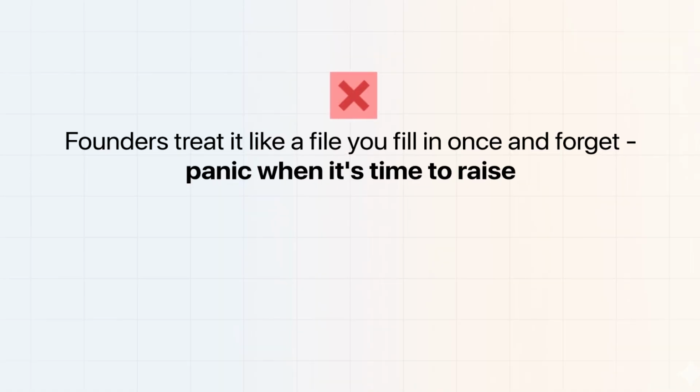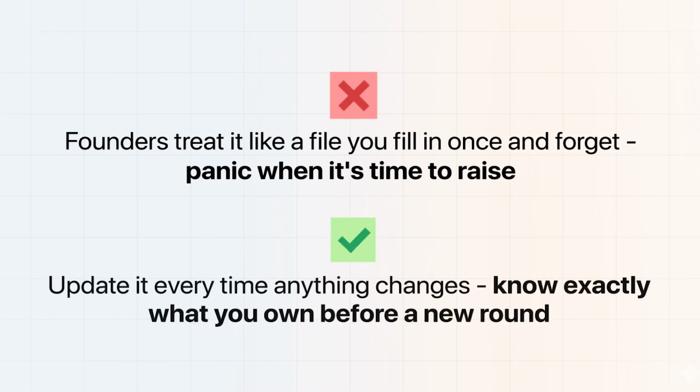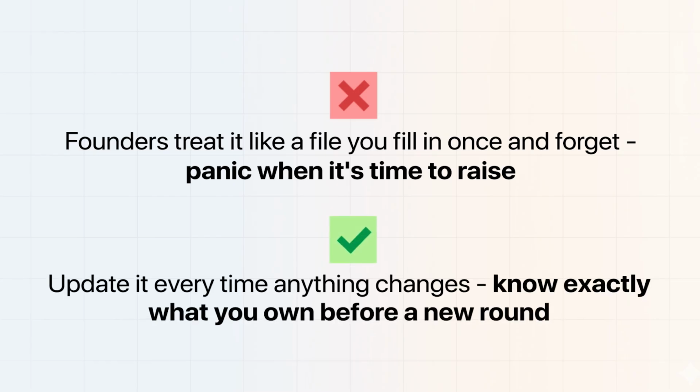Step 4. Update it before every raise. Something I want to mention is that even a clean cap table only does its job if you keep it up to date and use it to look ahead. A lot of founders treat it like a file they fill in once and forget about, then panic when it's time to raise and realize it's months out of date. But the right way is to update it every time anything changes and to know exactly what you'll own before you agree to a new round.